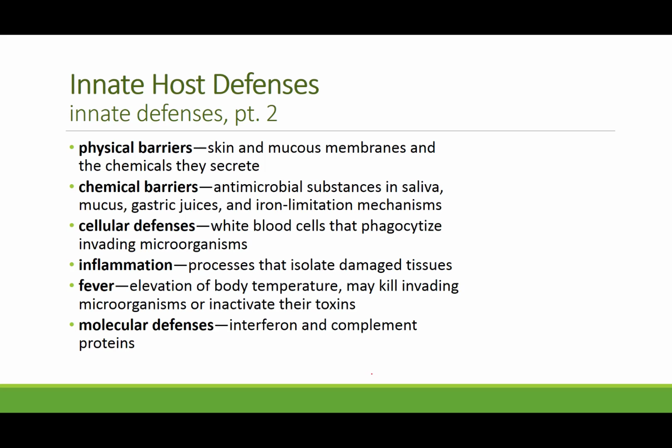These are materials or chemicals that are made by the body to help defend against virus infection or against any things that get into the body. So interferon and complement are both examples of these molecular defenses. And so we're going to dive deep. We're going to learn more about these in the coming lectures.